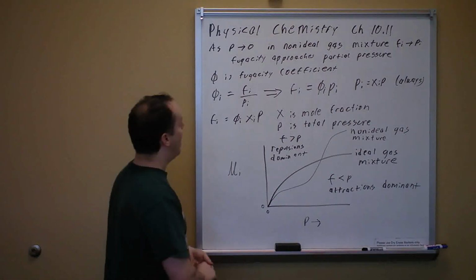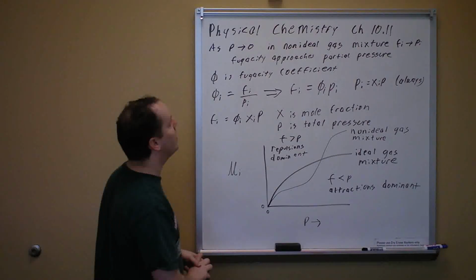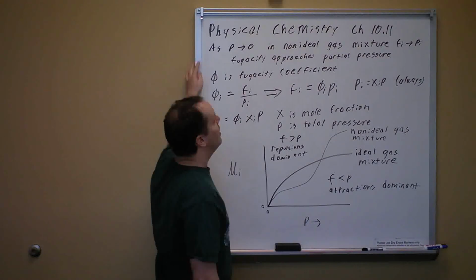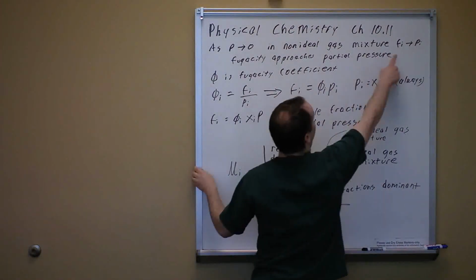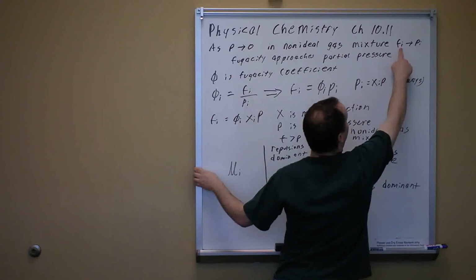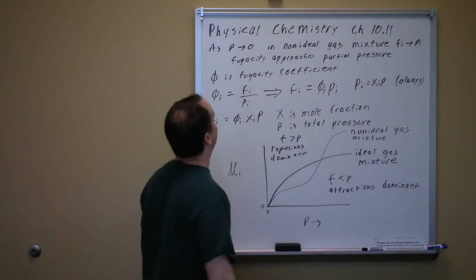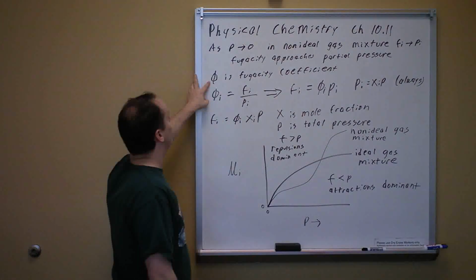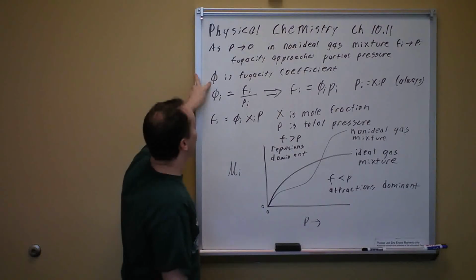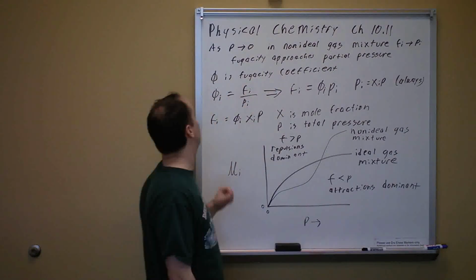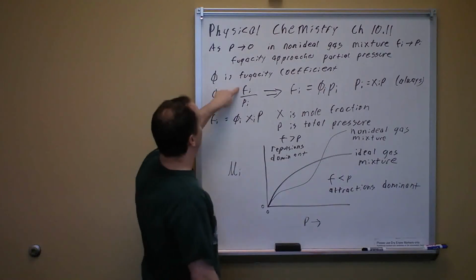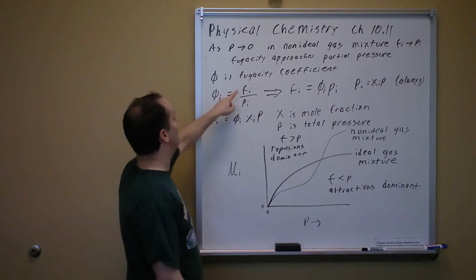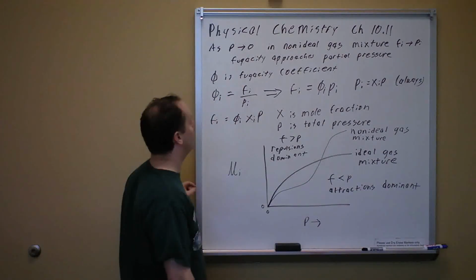Continuing physical chemistry, this is all we're doing for chapter 10. This is the end of section 11. So as pressure approaches 0 in a mixture of non-ideal gases, then the fugacity of each substance I approaches the pressure of substance I. So fugacity approaches partial pressure as the pressure goes down to 0. Now we're going to define phi as the fugacity coefficient. So this is going to be equal to the fugacity divided by the pressure. So it's going to be a ratio. And these both have units of pressure, so this will be dimensionless, obviously.